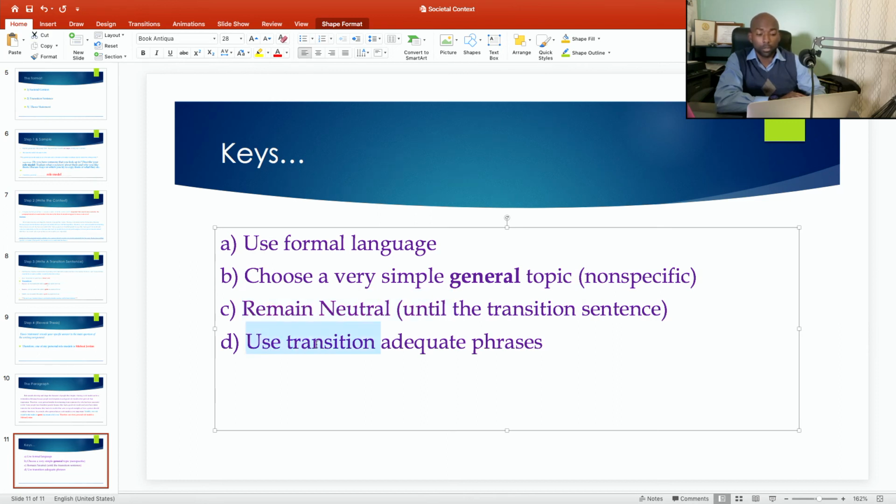And then, of course, you want to use transition phrases to adequately guide the reader throughout your paragraph and even your essay when you're in the interior of the essay. This principle applies to the essay as a whole, but definitely to societal context or any introduction paragraph style. Okay? And so that is about it.